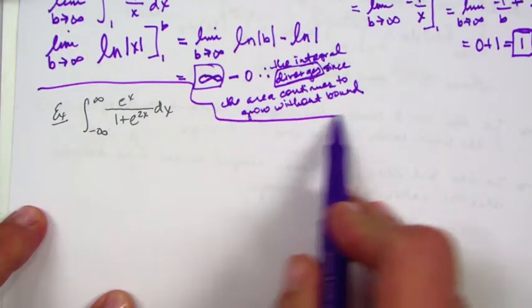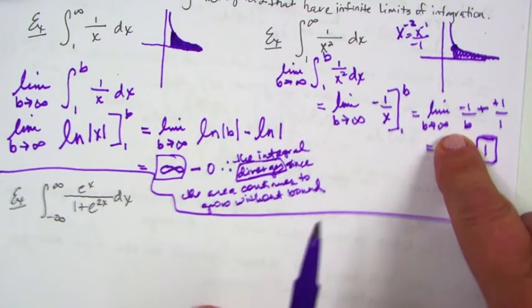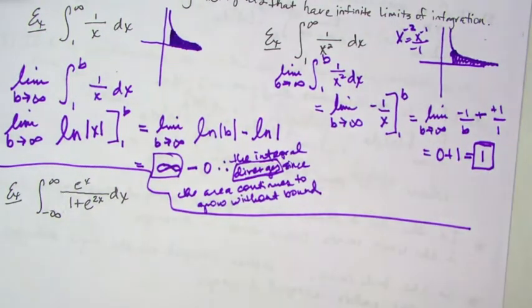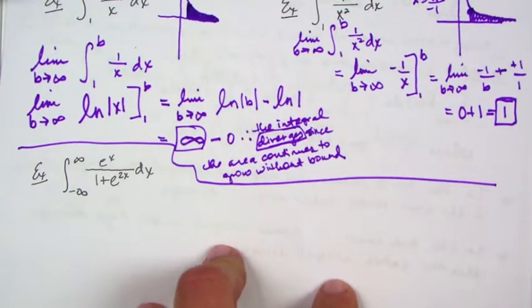Yes. How come negative 1 over b was... Because as b goes toward infinity, the bottom's growing infinitely. Okay, are we good? Yes.